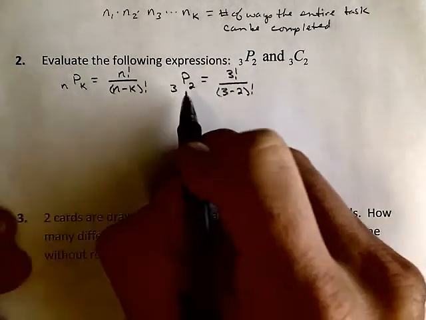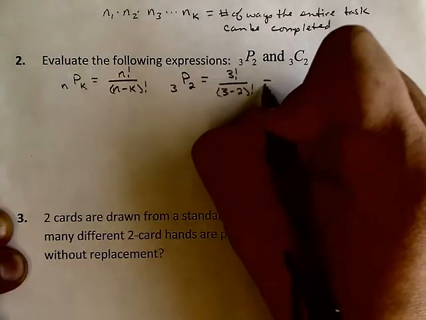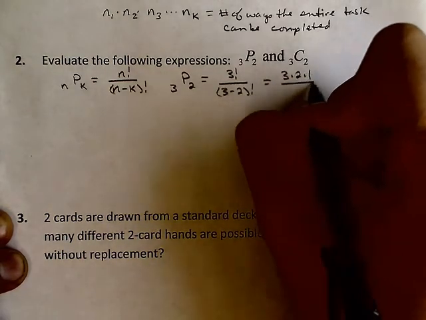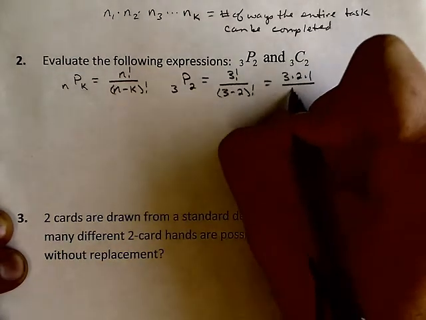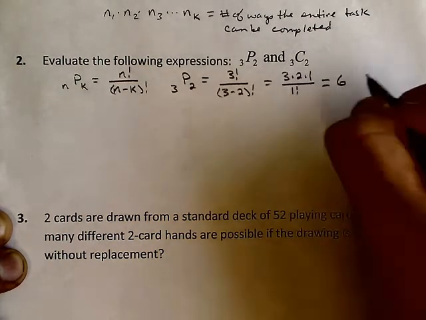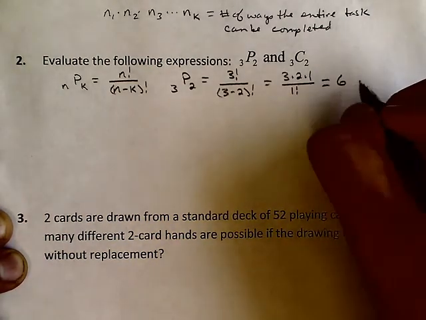Here 3 is my n and 2 is my k. So in the numerator, I've got 3 times 2 times 1. In the denominator, I've got 1 factorial, which is really just 1. So I've got 6 permutations here.